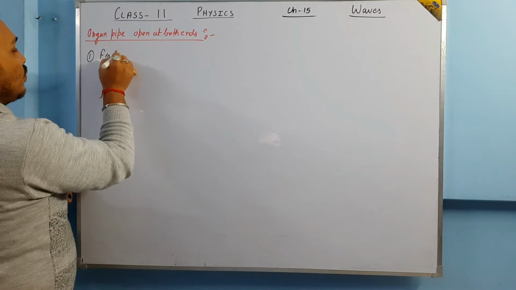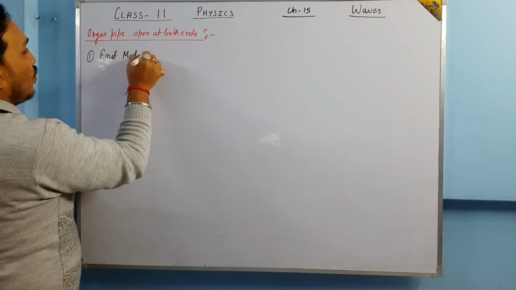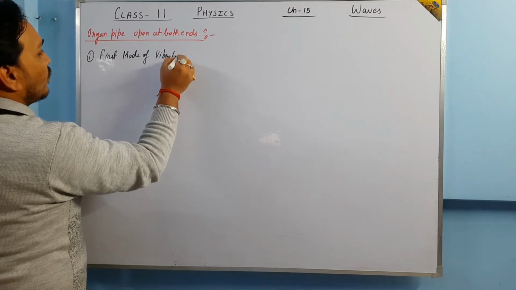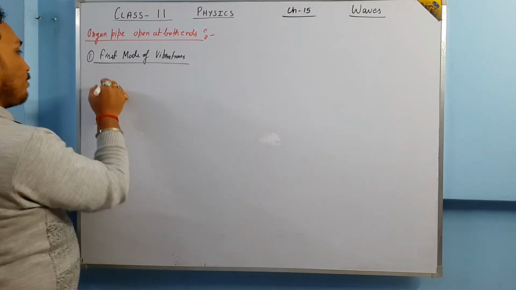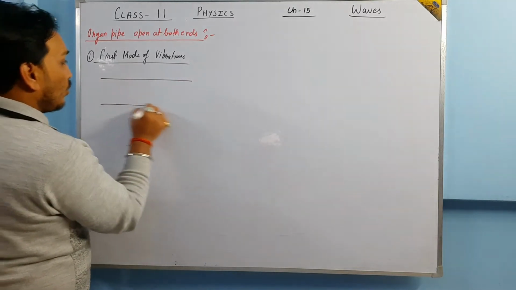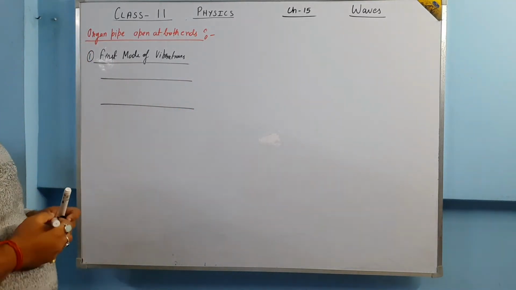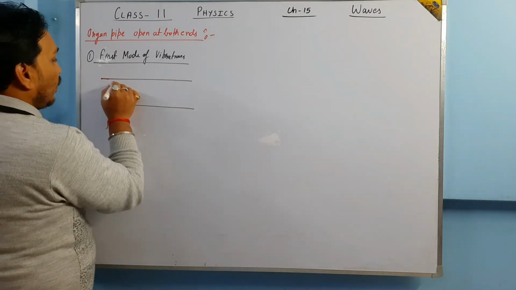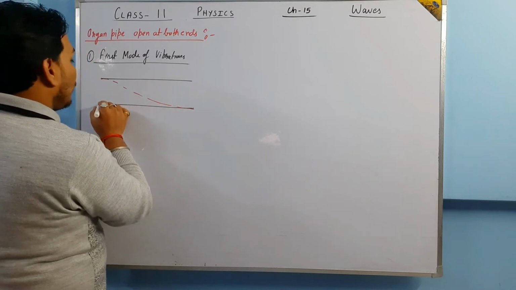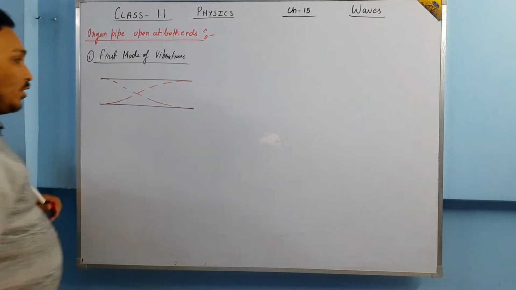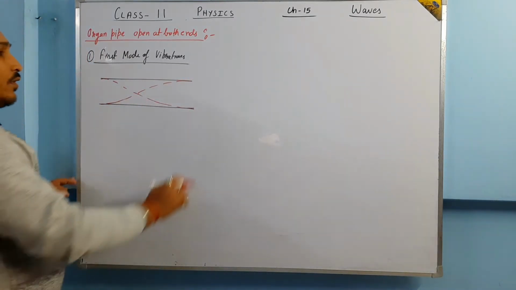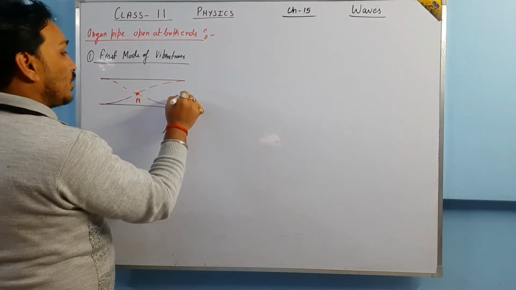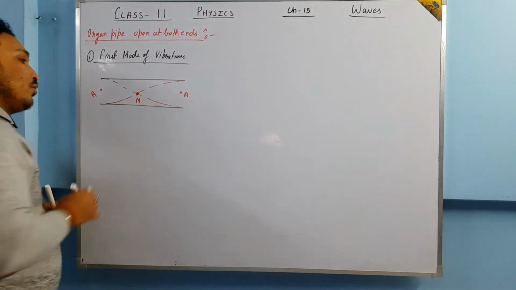First mode of vibration. This organ pipe is open at both ends. So at both ends, what will be formed? An antinode. So how will the wave be formed? The minimum frequency which is possible is going to be this way. At this point a node is formed, and at the other two points, antinodes.